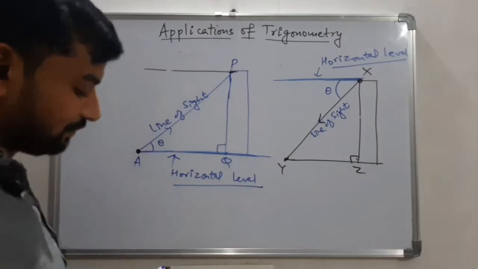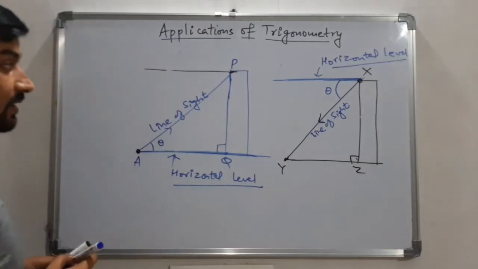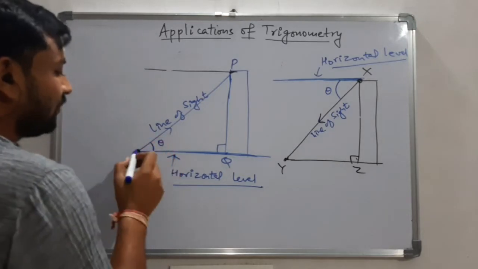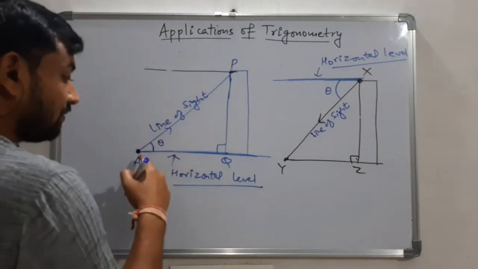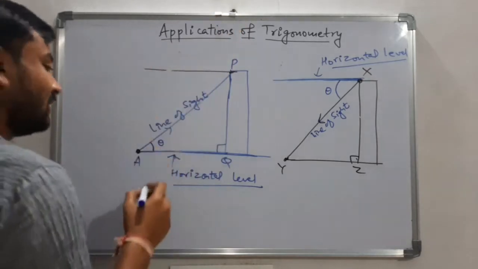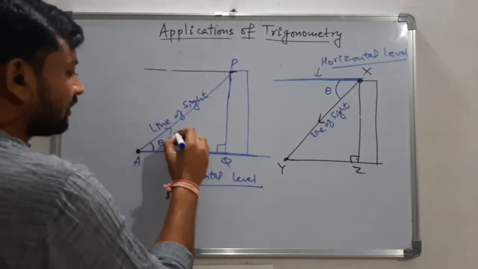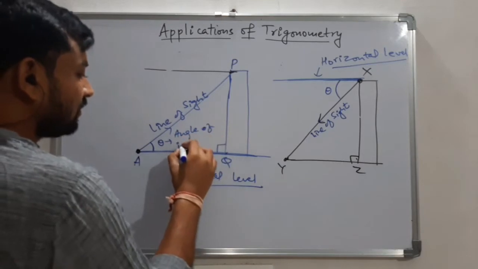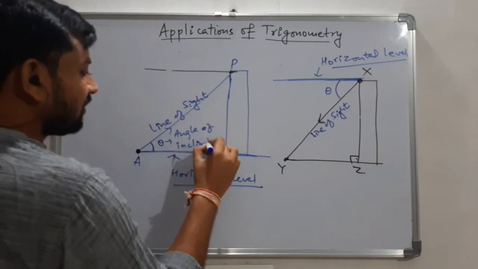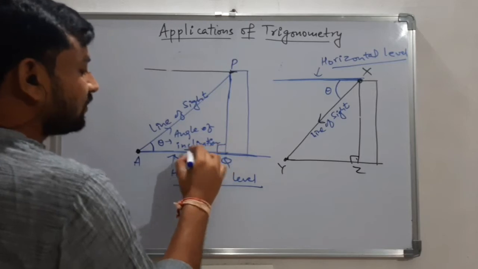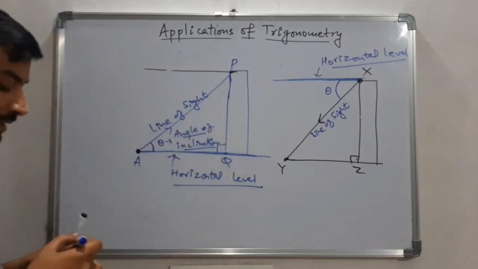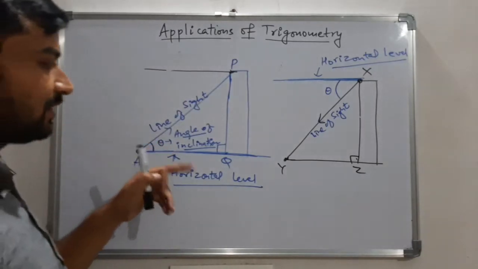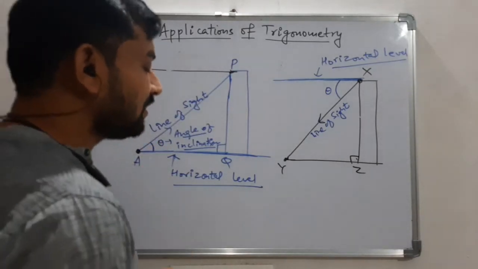Now one more thing, there is a term which we have to use, this angle theta. When we observe it from ground level to a height, this theta is called angle of inclination. Angle of inclination means how much inclination is there for the building. This theta is known as angle of inclination.